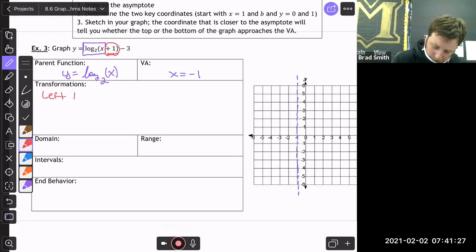Okay, left one. What does this do? Down three.